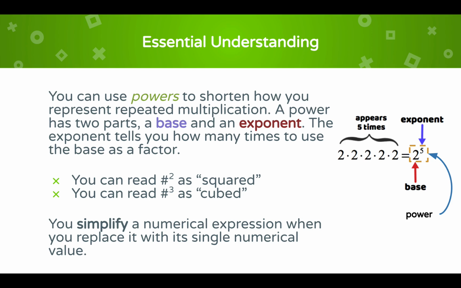We can read exponents of 2 as squared, so we could say 5 squared instead of saying 5 to the second power. And we can read an exponent of 3 as cubed. We can simplify a numerical expression when we replace it with a single numerical value. Please note that algebraic expressions can be simplified to a given point, but you won't be able to simplify an algebraic expression to a singular numerical answer unless you know what that variable value is.